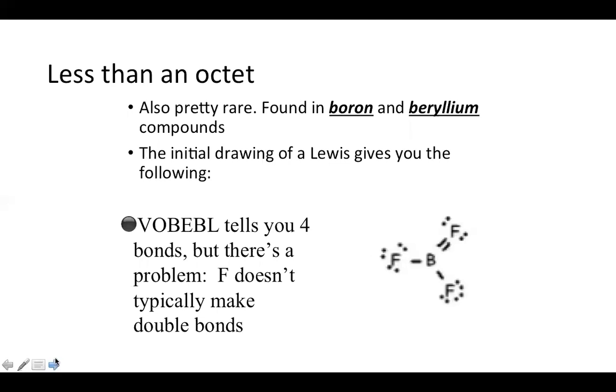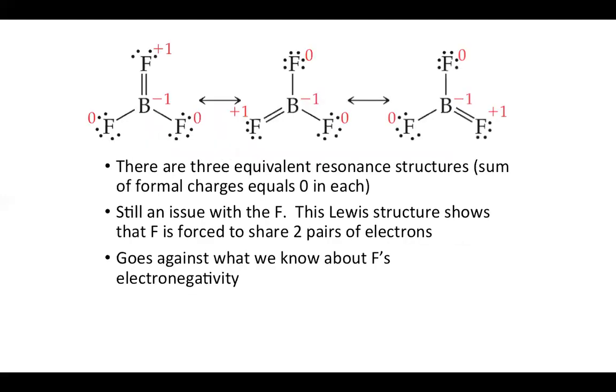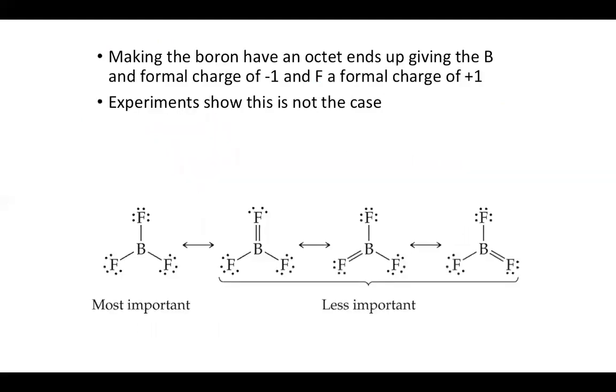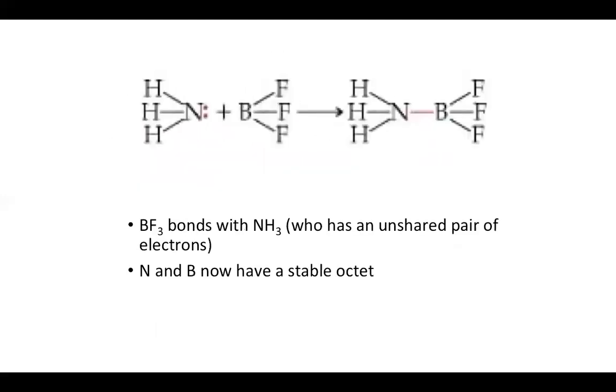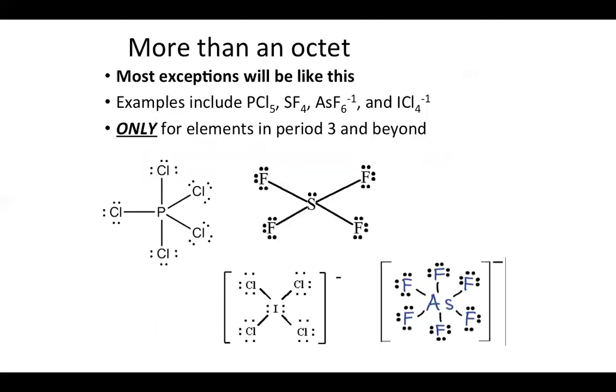And then you could have instances where an atom has less than the octet. A lot of compounds that would have less than the octet would be boron or beryllium compounds. Other examples, where we'd have more than the octet, generally you're going to see them for elements that are in period 3 and beyond.